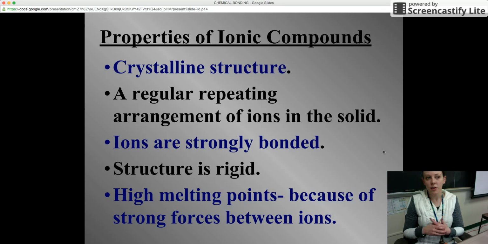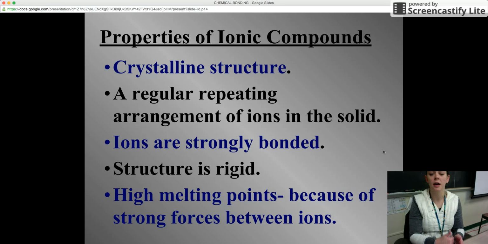The ions are very strongly bonded because they have that electrostatic, positive and negative attraction. They really don't like to be separated. And the structure is very rigid, so you don't end up getting nice curves or anything like that. What you have are very straight lines and nice geometric angles.